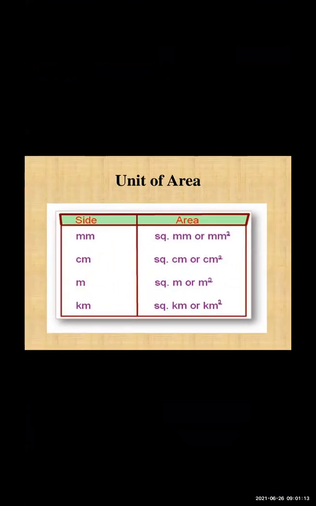This is a very important part: whatever unit the side is given in, the area follows. If it is in millimeter, it will become square millimeter. If it is in centimeter, it will be square centimeter. If it is in meter, it will be square meter. And if it is in kilometer, it will be square kilometer.